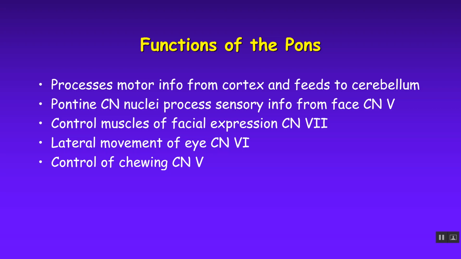So control of muscles of facial expression, cranial nerve number 7, the facial nerve nucleus is in the pons. Lateral eye movement, so cranial nerve number 6, the abducens, is in the pons. And then chewing, muscles of mastication are driven by the motor nucleus of cranial nerve number 5, which is located in the pons. So those are the major functions of the pons. We do have some reticular formation of the pons in there too.